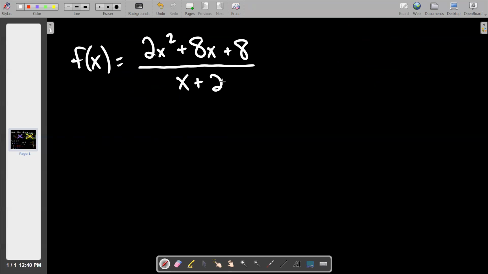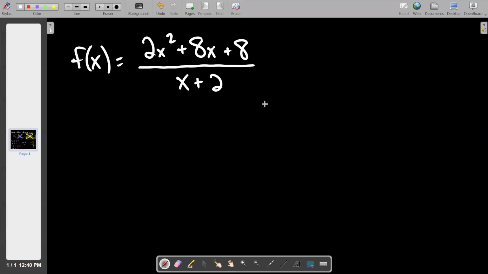Sorry to ask this again, but what do we do first? We factor the living daylights out of this. And again, you can test yourself. The top, we obviously have to pull out a 2. Can you picture what it would say after you pull out a 2? And then subsequently, can you factor it in your head?